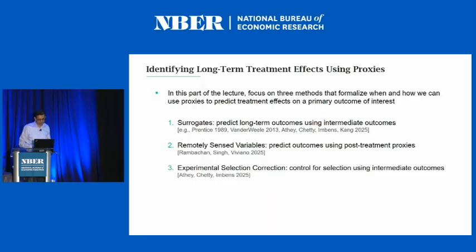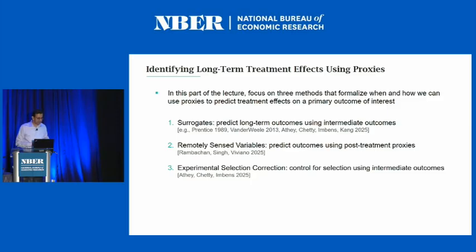longer-term treatment effects. So in particular, I'm going to focus on 3 different methods that formalize when and how we can use various types of proxy variables to predict treatment effects on a primary outcome of interest that we don't observe directly. So the first setup that I'll talk about is the surrogates literature, which has a long tradition in biostatistics, a very well-developed literature. I think it has a lot of relevance to economics applications, as we'll discuss in a second, where fundamentally our goal is going to be to predict treatment effects on long-term outcomes using intermediate outcomes, using mediators.